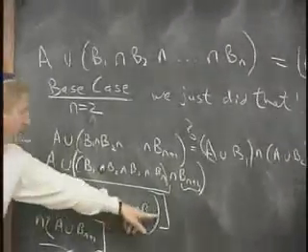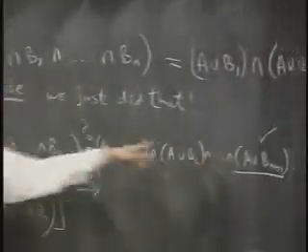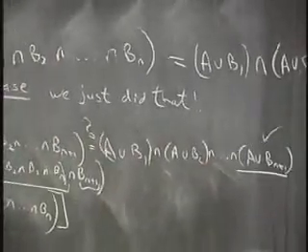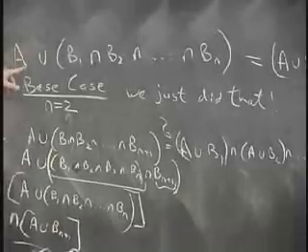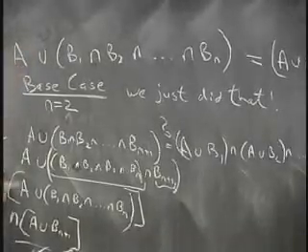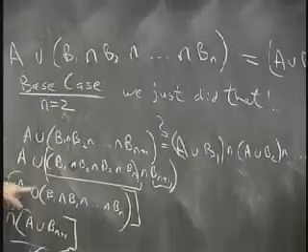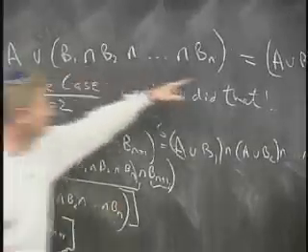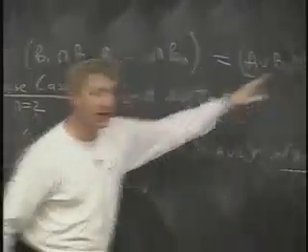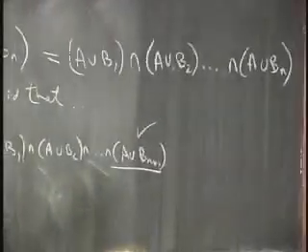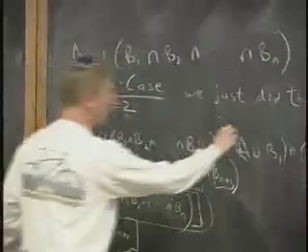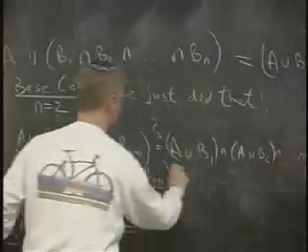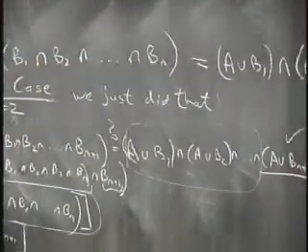If we can get the rest of this to match the rest of the part before, then we're done. How do we get that to happen? That's what we can assume by induction. We can assume by induction that A intersect B1 up to Bn is equal to A union B1 intersect A union B2 all the way intersect A union Bn. So I can take this and in its place I'll be able to put in that.